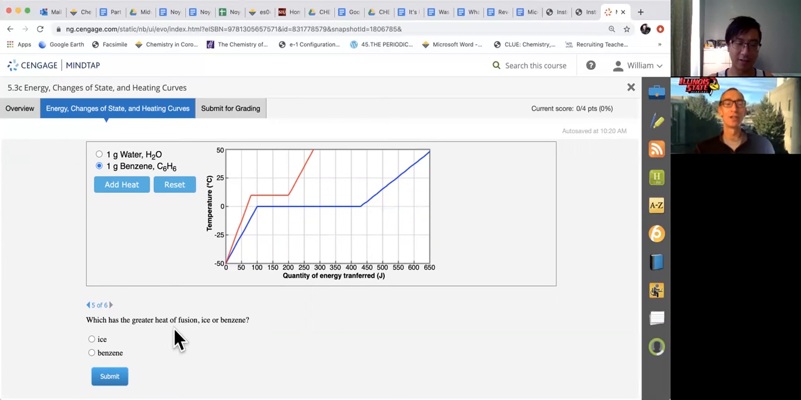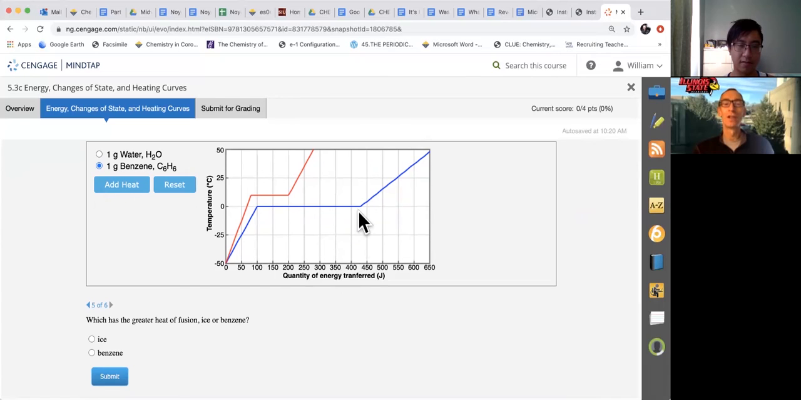Heat of fusion. This means which one requires more energy to change from solid to liquid, right? It's heat of fusion, so that's the opposite of melting, right? But it's the same place on the graph. Ice or benzene, which has the greater heat of fusion?